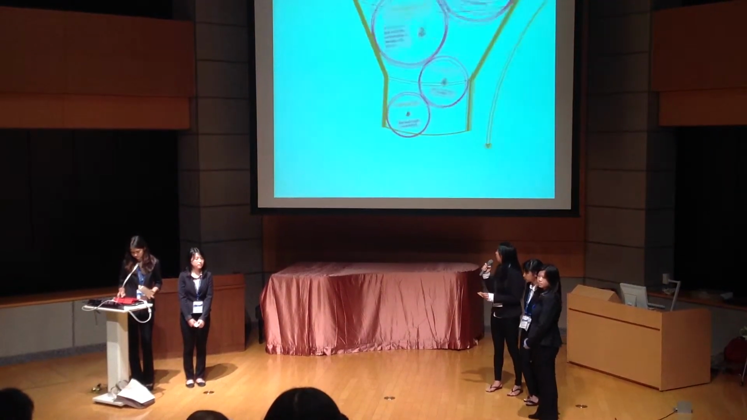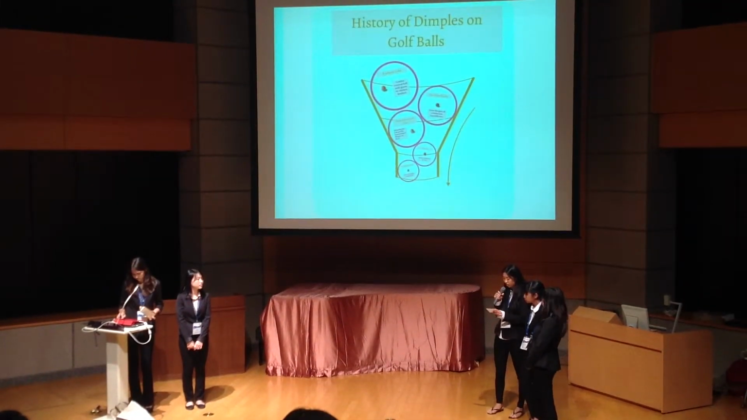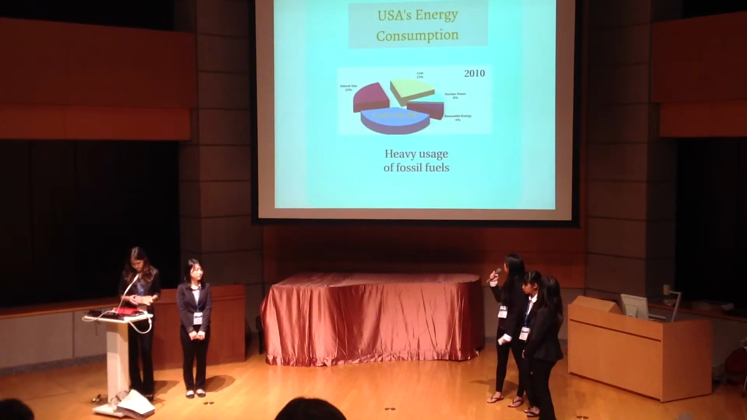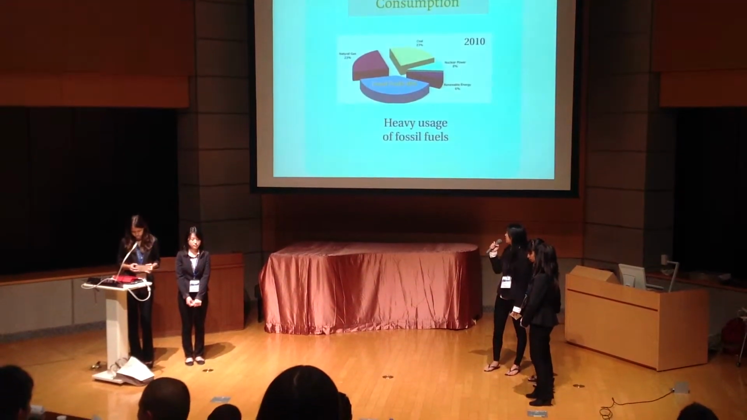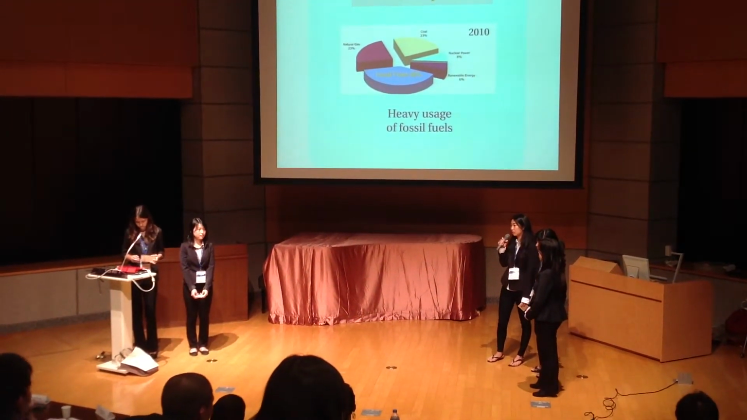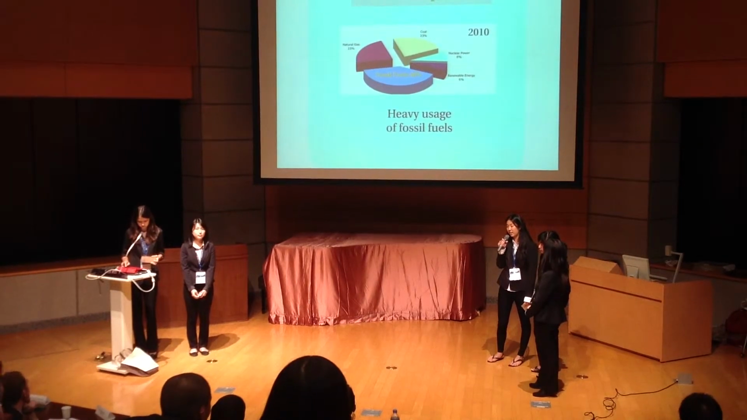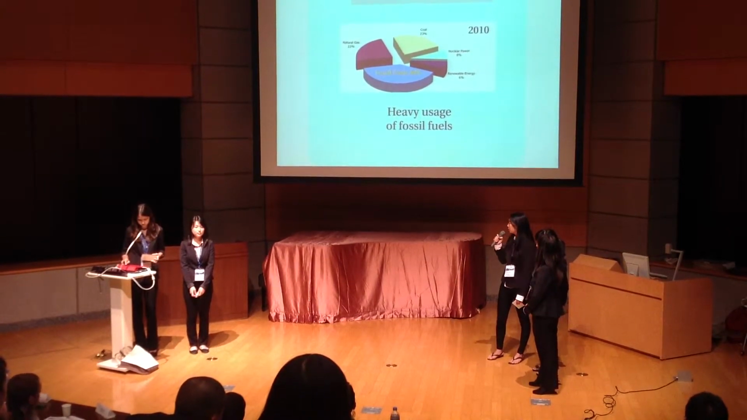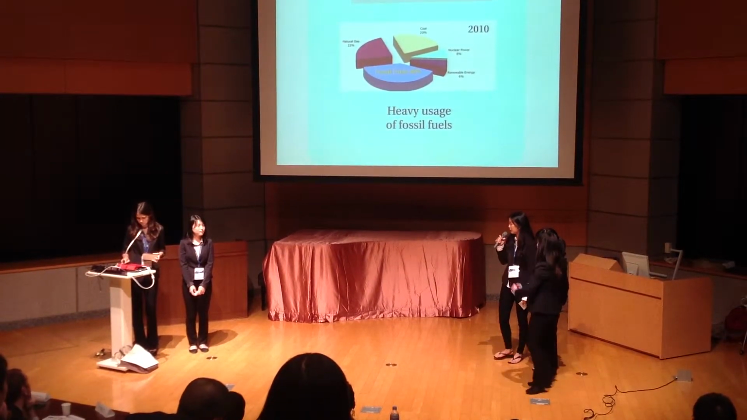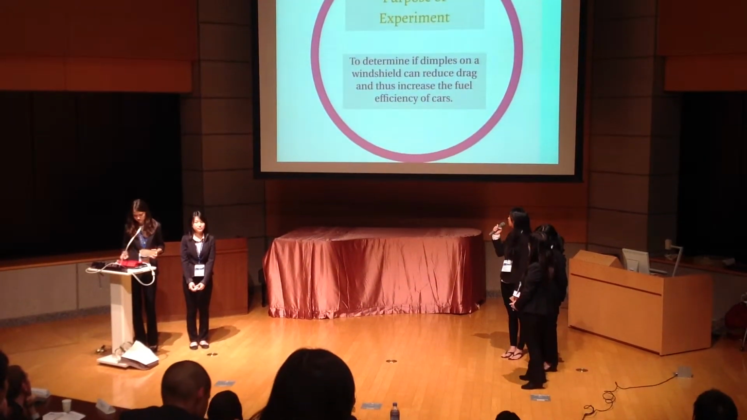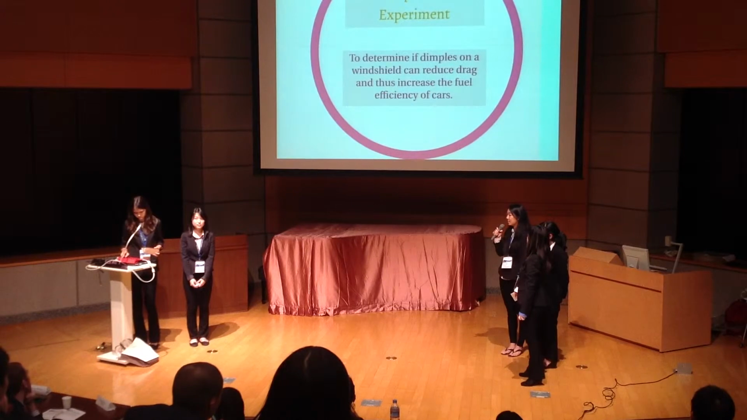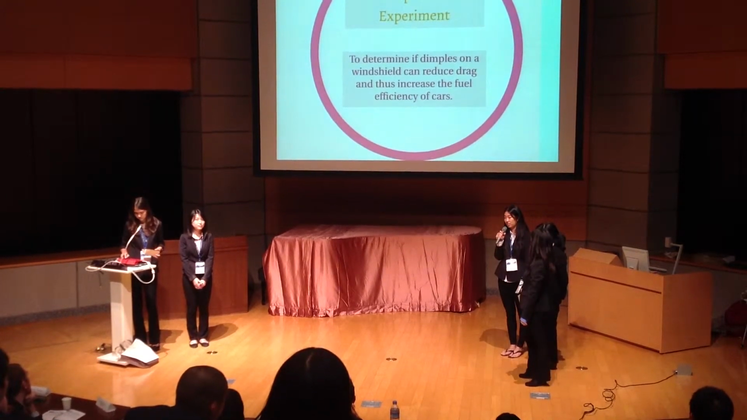In addition to golf balls, we looked briefly at the energy consumption of the United States. As you can see from this pie chart, 40% of the US's energy consumption is fossil fuels, and half of that comes from cars. So, knowing this, we came up with the purpose of our experiment, which was to determine if the dimples on a windshield can reduce drag and thus increase the fuel efficiency of cars.